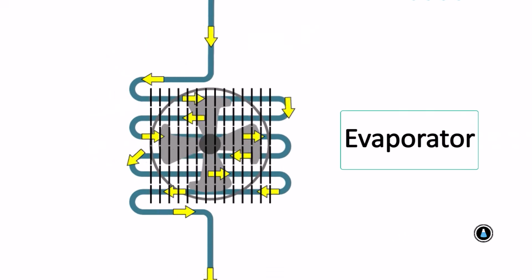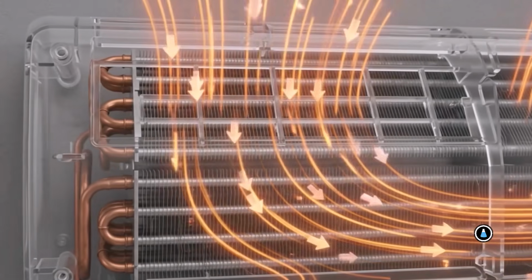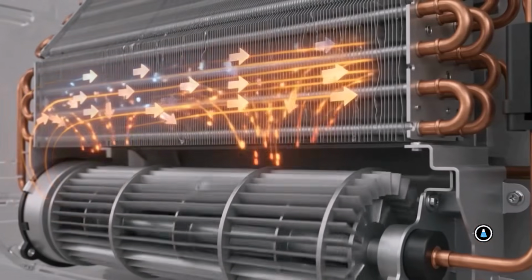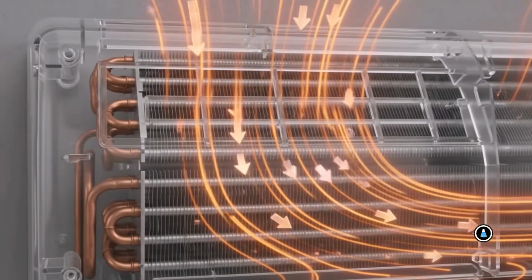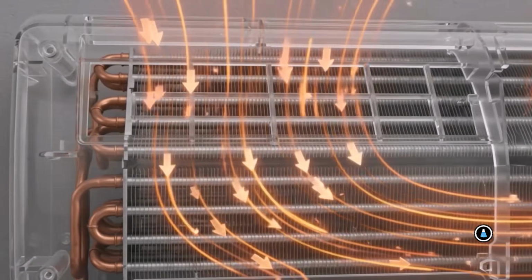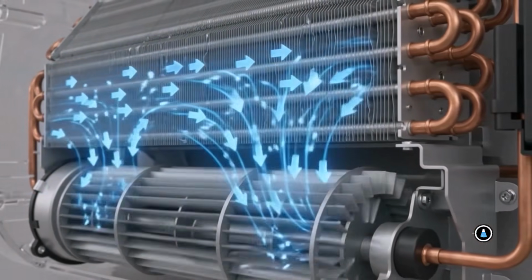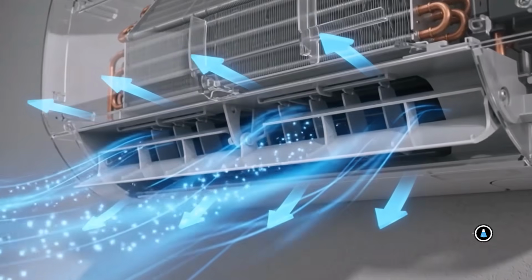This is an evaporator. The blower fan draws warm room air across the evaporator coils. As the air passes over the coils, the refrigerant inside absorbs heat from the air. The cooled air is then blown back into the room.